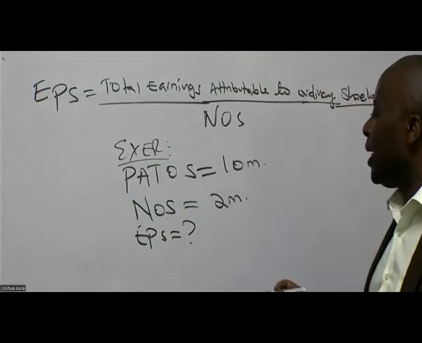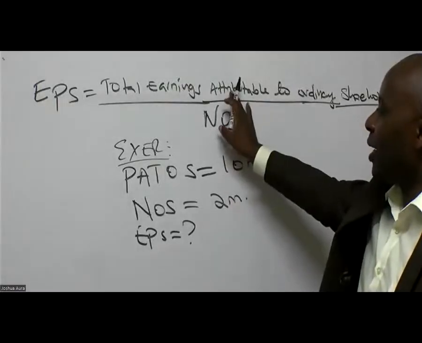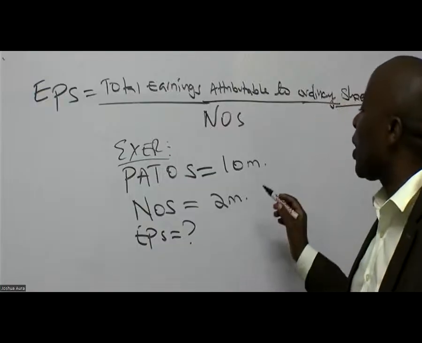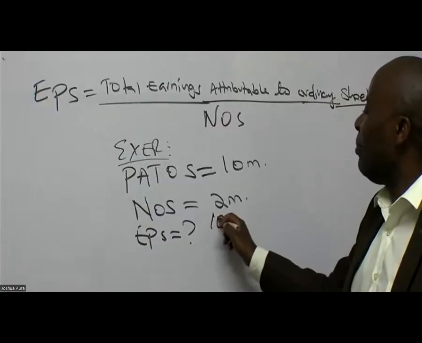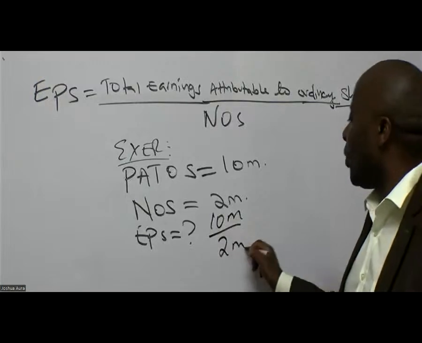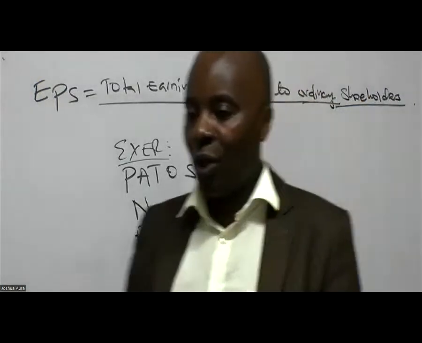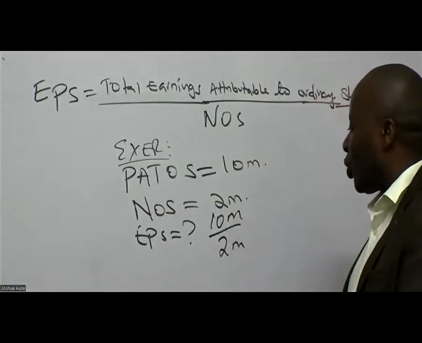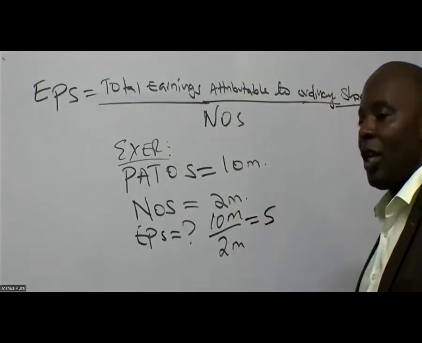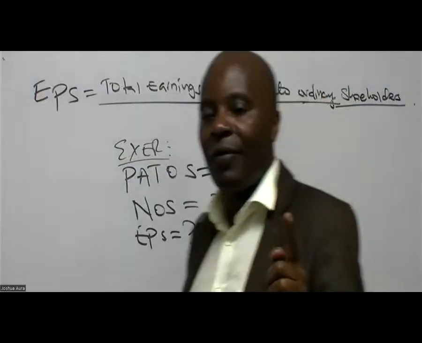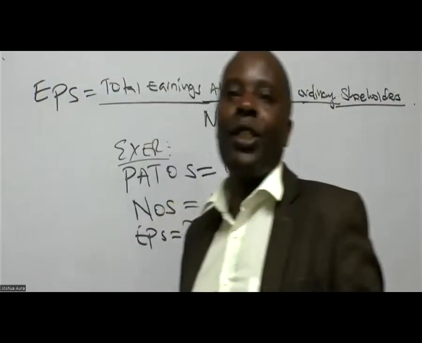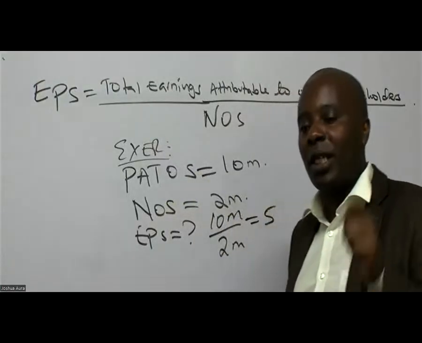So how do we get earnings per share? The formula is already here. It is profit attributable to ordinary shareholders, which we happen to have, 10 million, divided by 2 million. The answer here is 10 over 2, which gives me how much per share? Each share that we have is earning Kenya shillings 5.